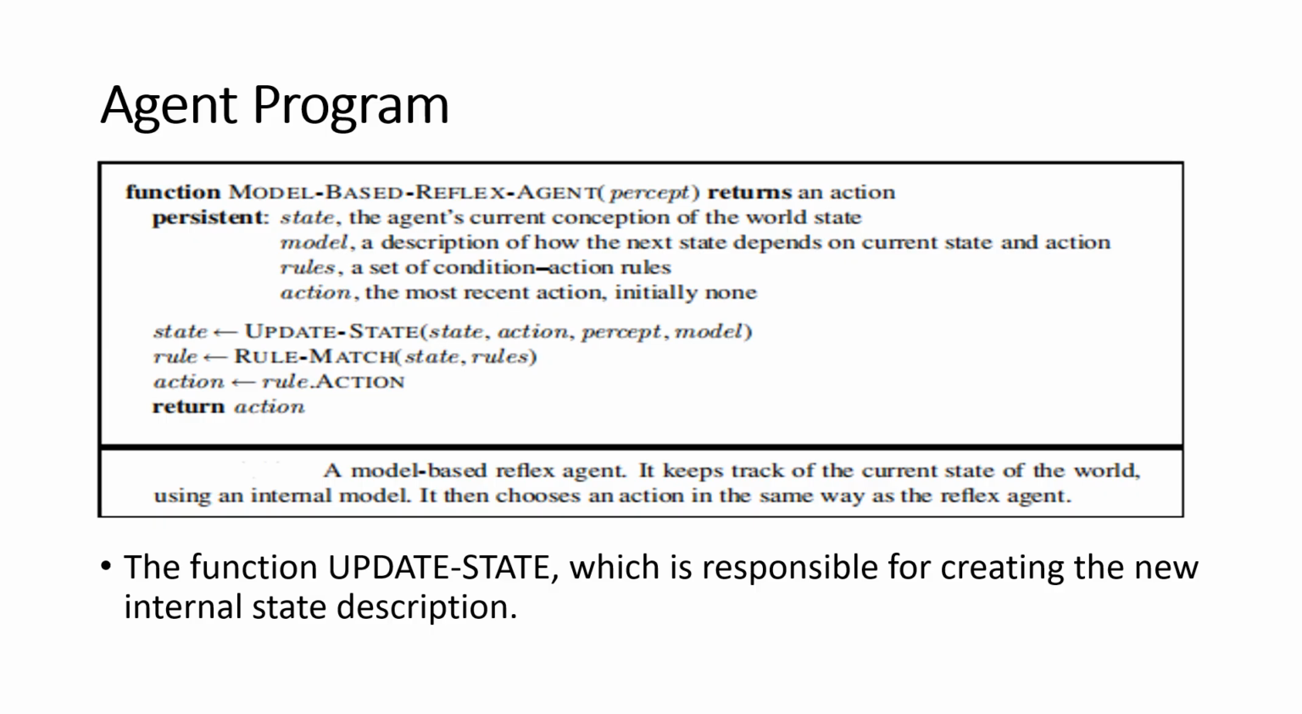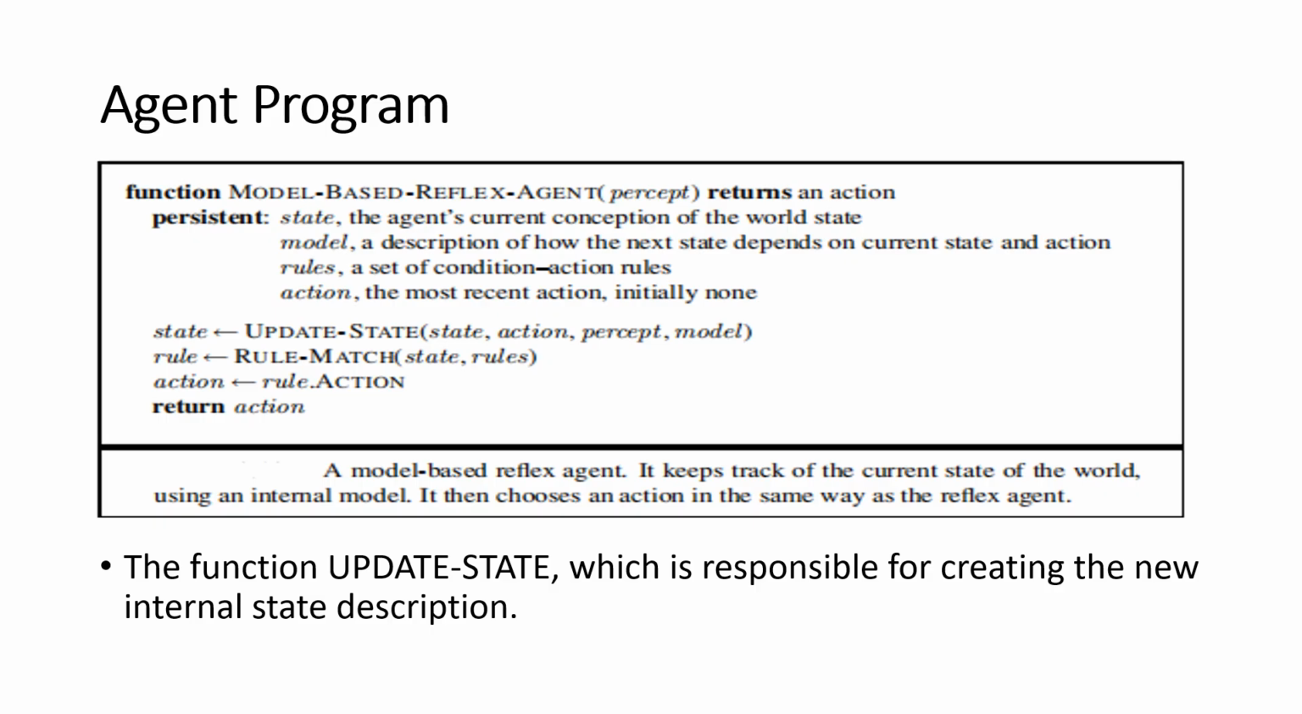Next is update the state. That means it uses the previous state, previous action, current percept, and model of the world and produces a new internal state. And this is the main difference from the simple reflex agents. Next is rule matching.